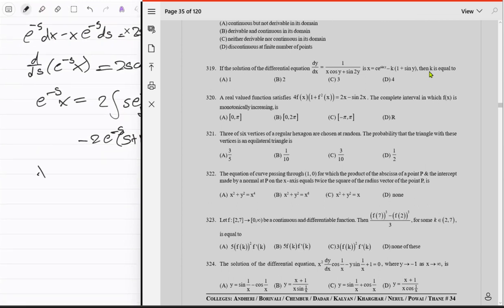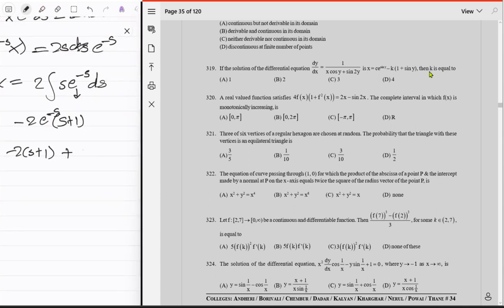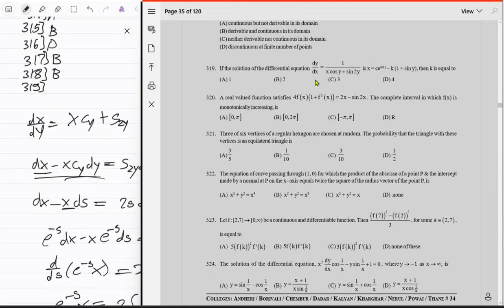So what do you get? Like x is equal to negative 2 times sine y plus 1 plus some kind of constant times e power sine y. Right. That's our answer. So c e power sine y minus k is just 2 in that case. So B is the answer. Next question. 320.